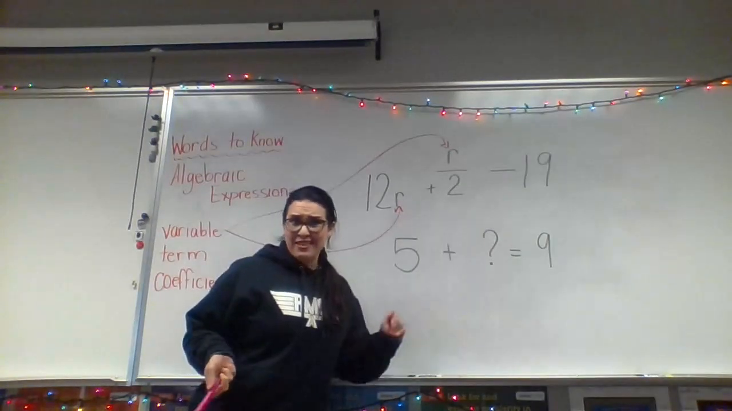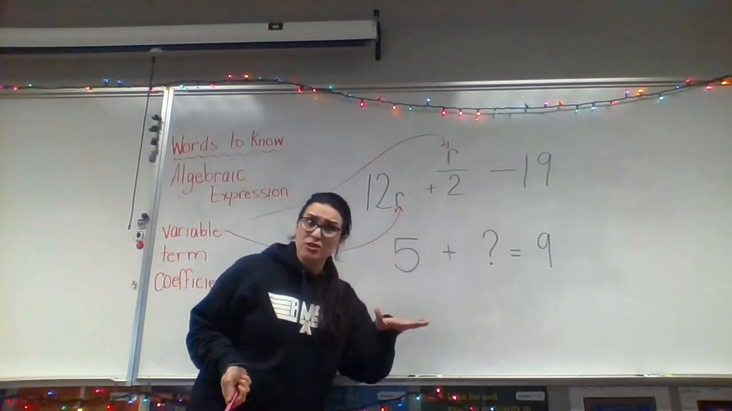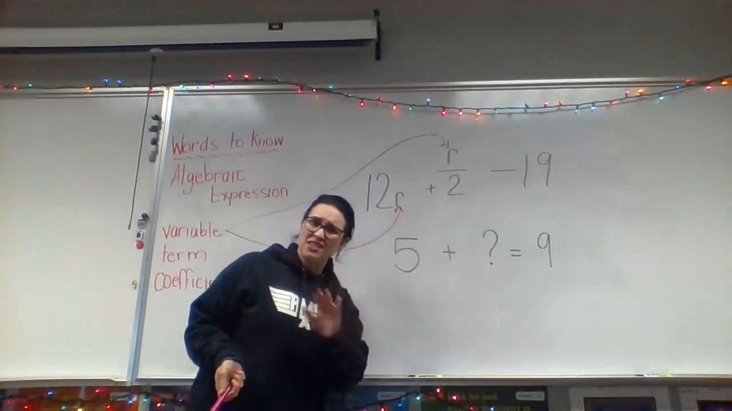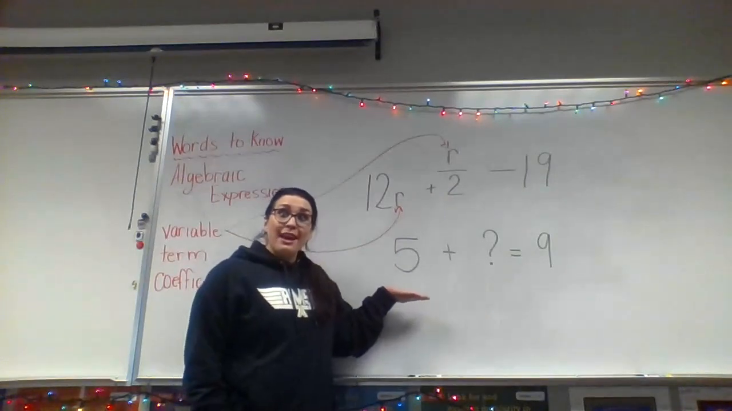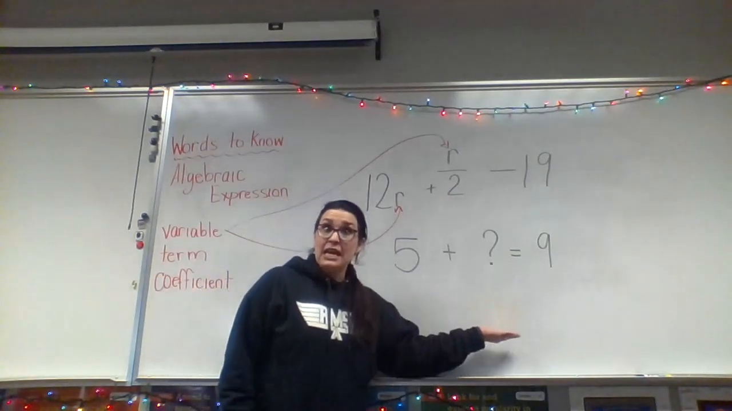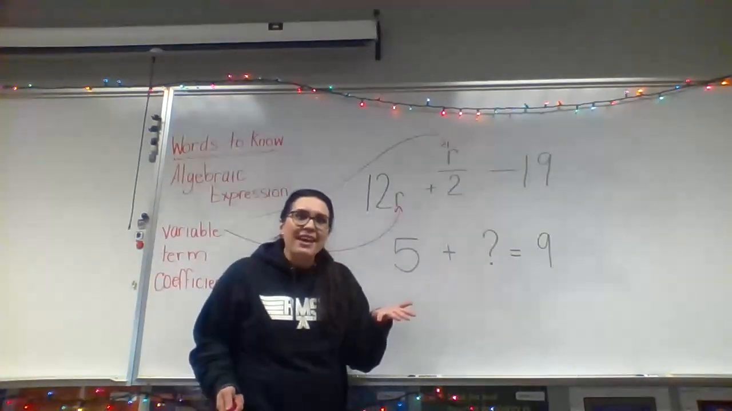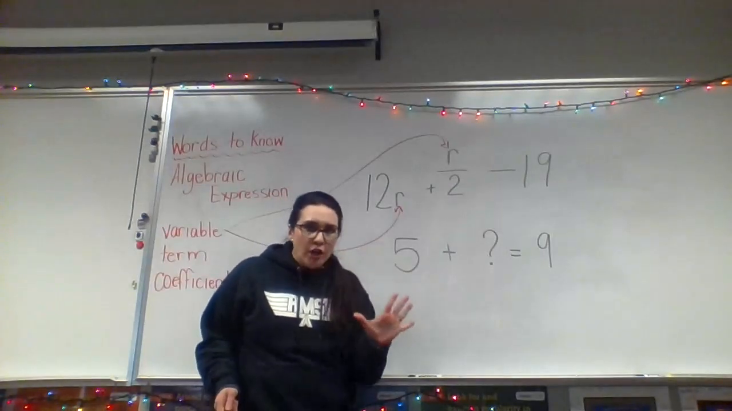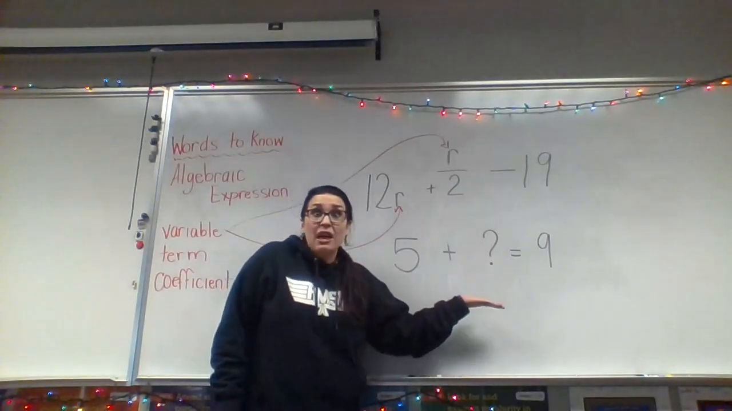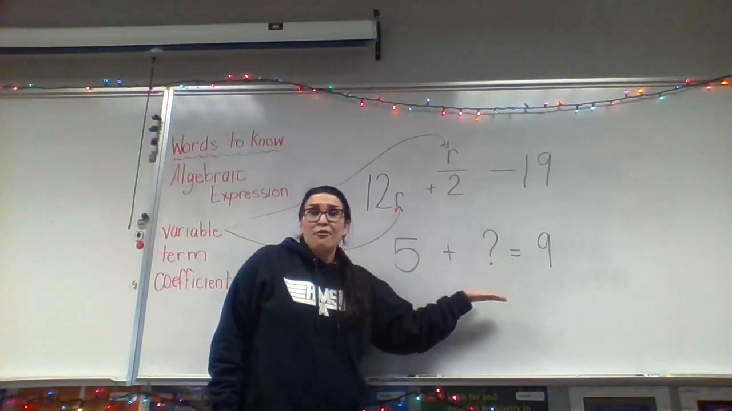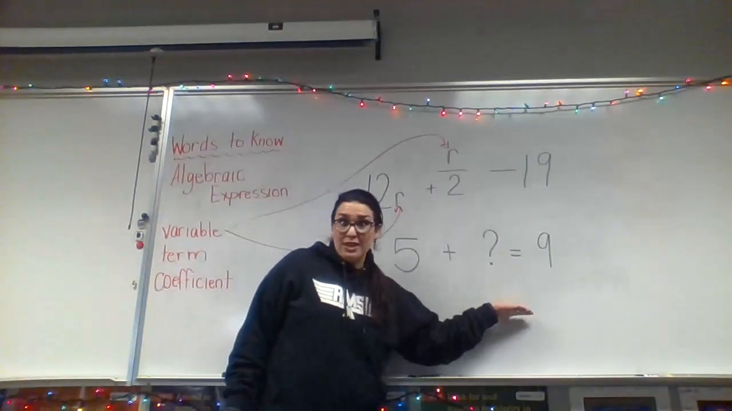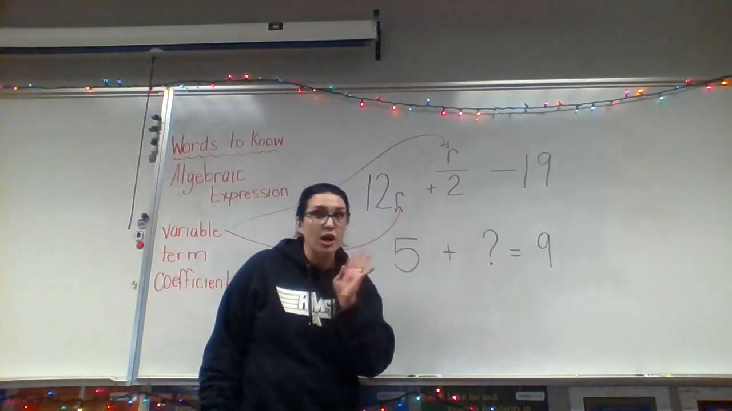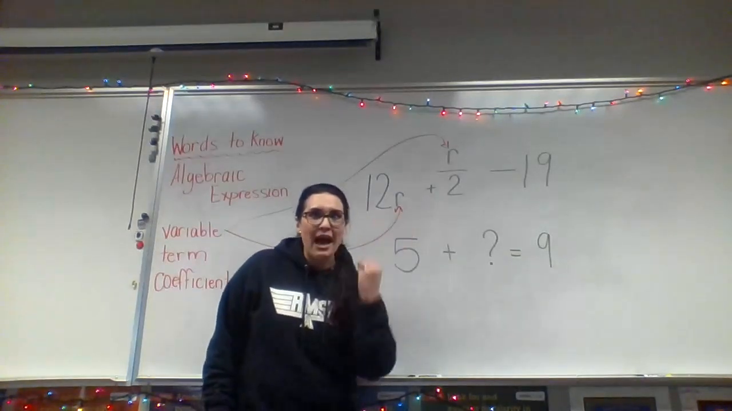You may have seen a variable look something like this before. Back in the day when you were little kids in elementary school, you may have done something like this, where you had 5 plus blank equals 9. Well, in that case, we might not have ever called the question mark a variable, but it was. It was standing in for an unknown number. Now, this is pretty easy to solve, right? We know that that question mark is actually the number 4. But it's the same idea.